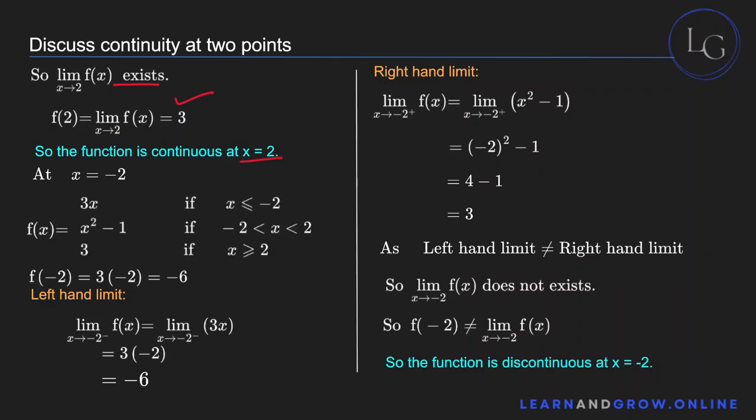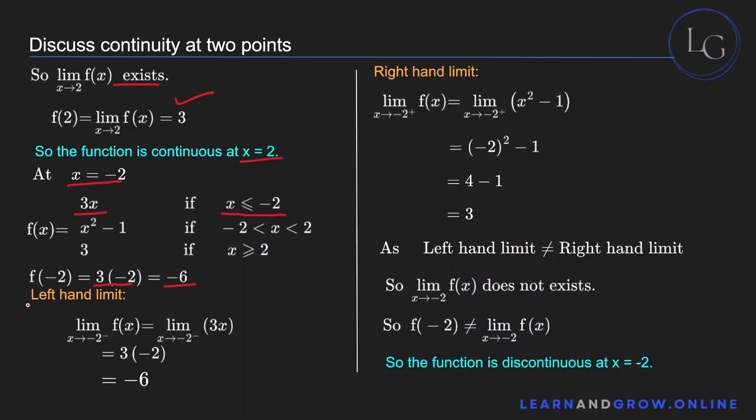Now, at x equal to negative 2, the value of the function is equal to 3x. Why? Because x is less than or equal to negative 2 over here. And when x is less than or equal to negative 2, you have 3x as the function. Since it includes the equal to part, you'll use 3x. So 3 into negative 2, that is negative 6. So f of negative 2 is equal to negative 6.